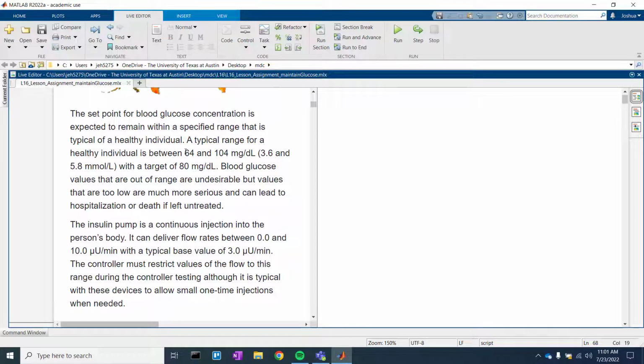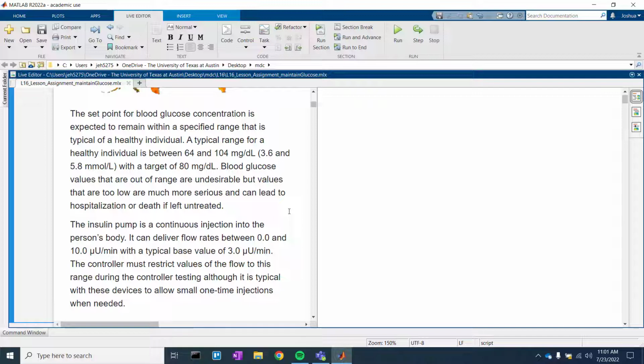We have that defined here as between 64 and 104 milligrams per deciliter with a target of 80 milligrams per deciliter. We've discussed in control how these tuning correlations are kind of rough starting points, but they don't actually reflect what our final decision is, and that depends on the system. A good example is here that blood glucose values are out of range or undesirable, but values that are too low are much more serious and can lead to hospitalization or death if left untreated. And so these low values, we want to make a special concern that they don't happen.